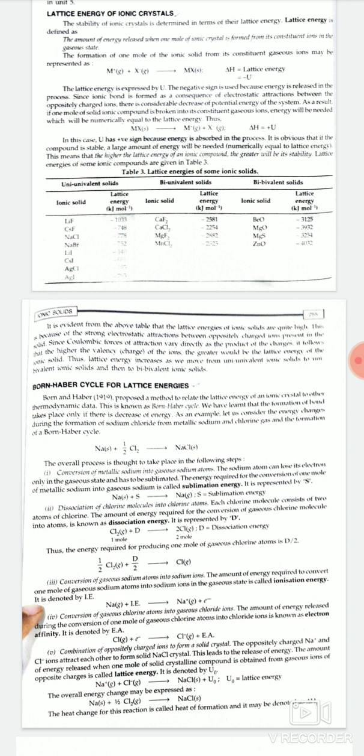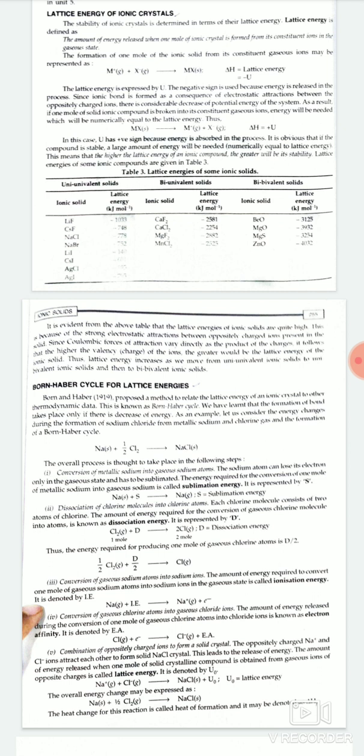As an example, let us consider the energy changes during the formation of sodium chloride from metallic sodium and chlorine gas, in a Born-Haber cycle. Na plus 1 by 2 Cl2 is equal to NaCl. The overall process is thought to take place in the following steps.